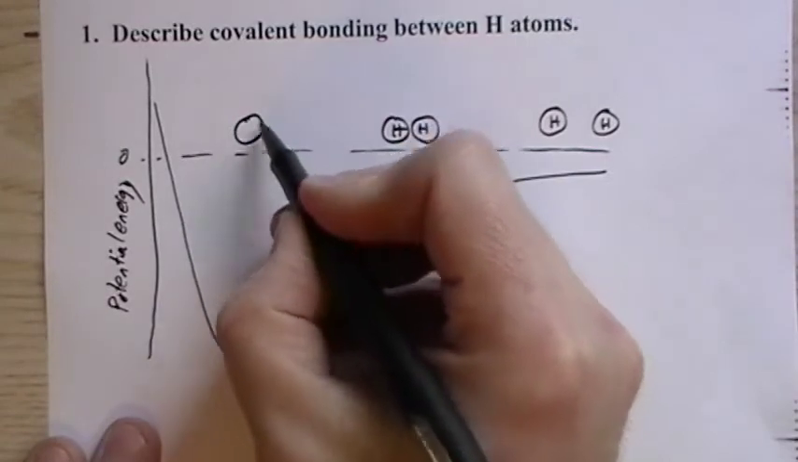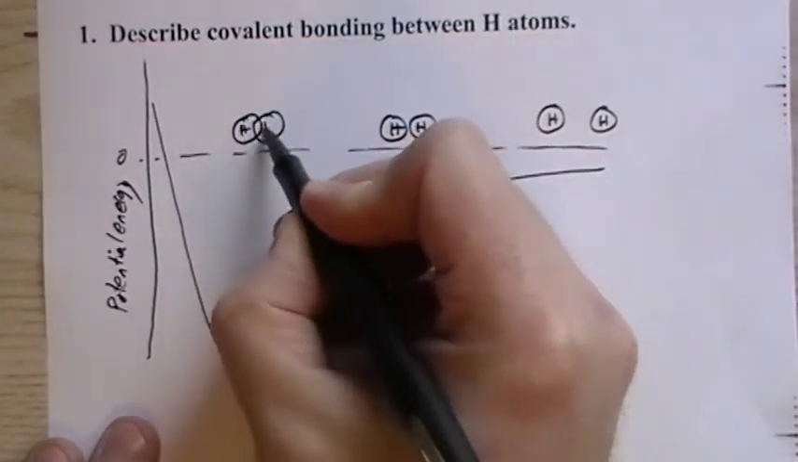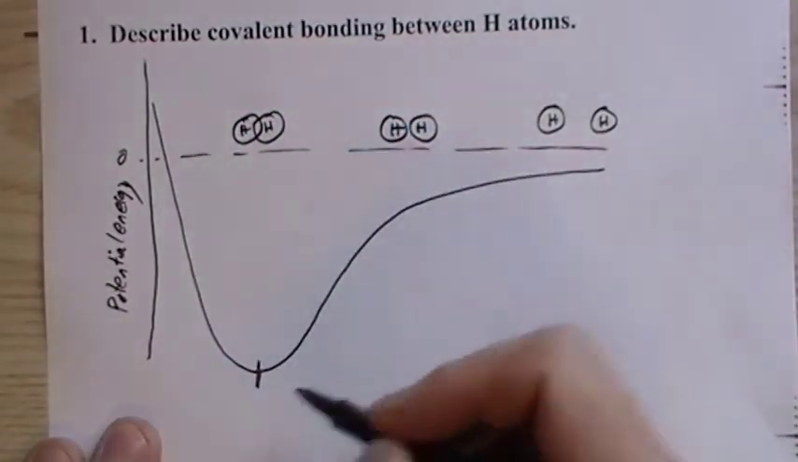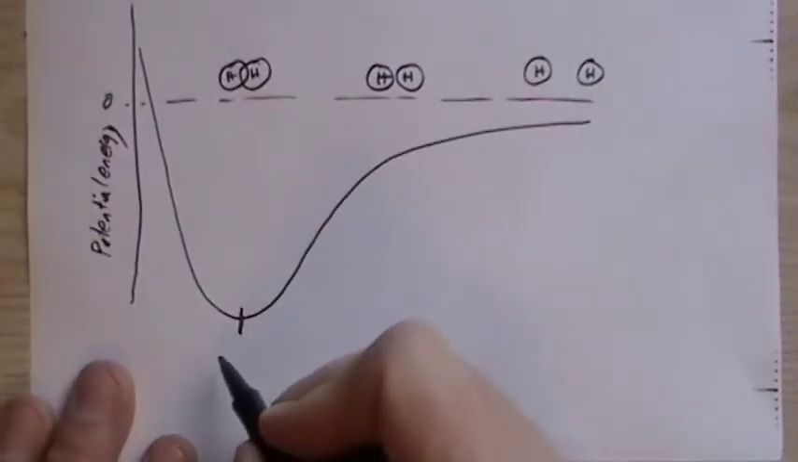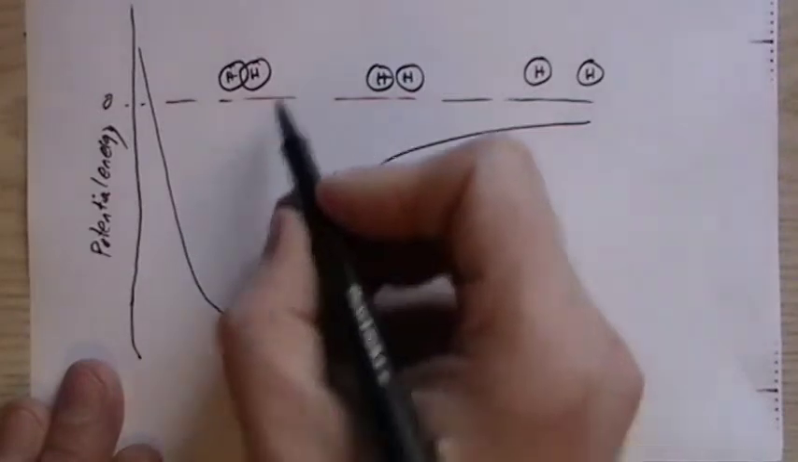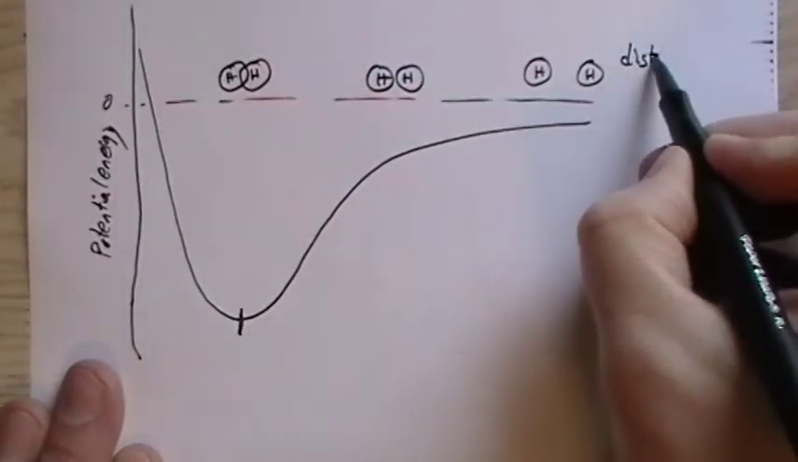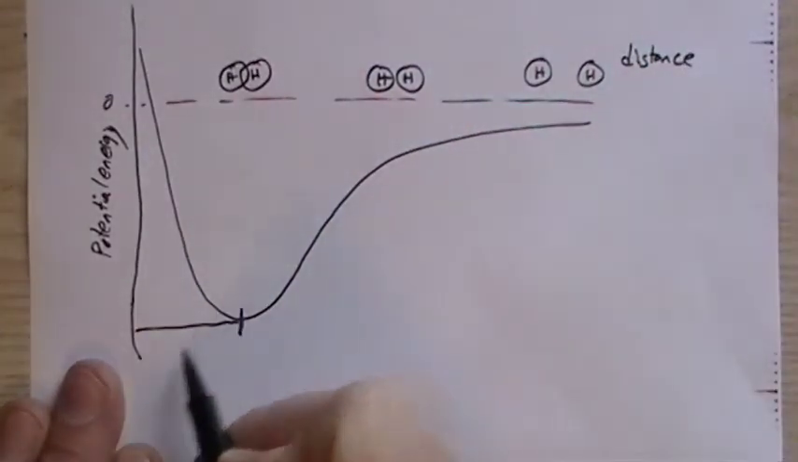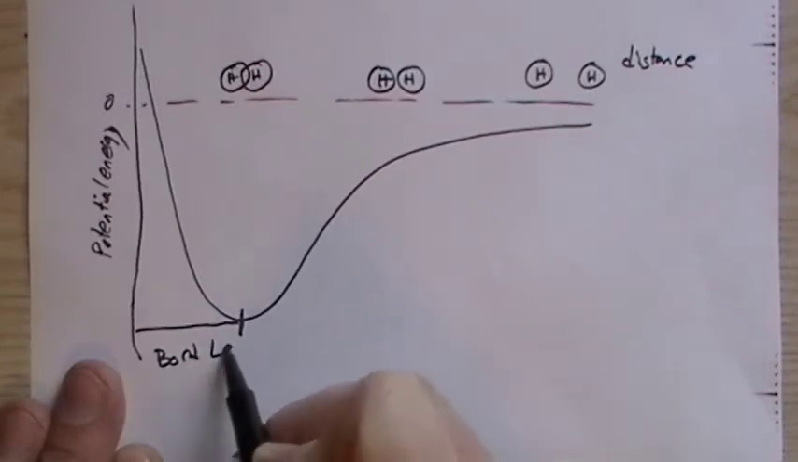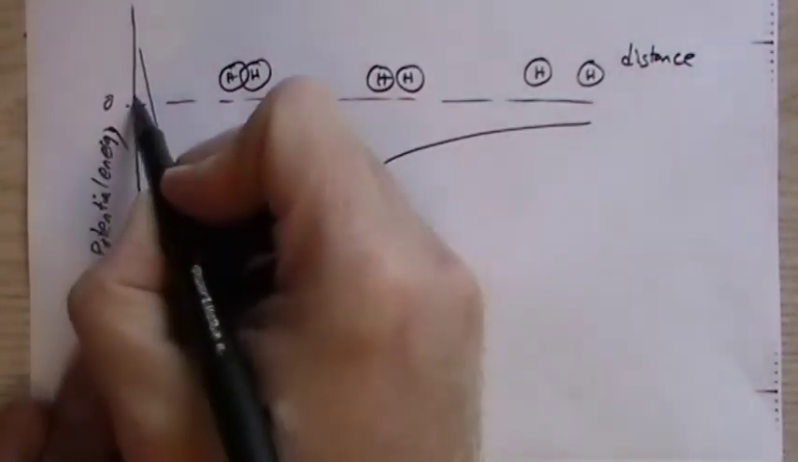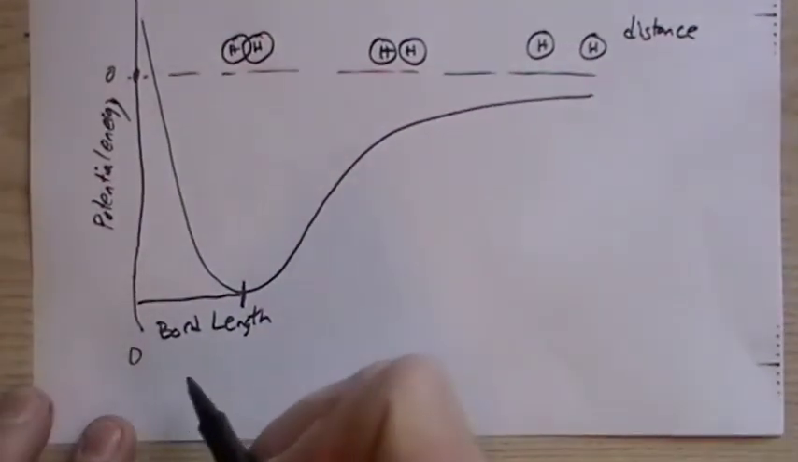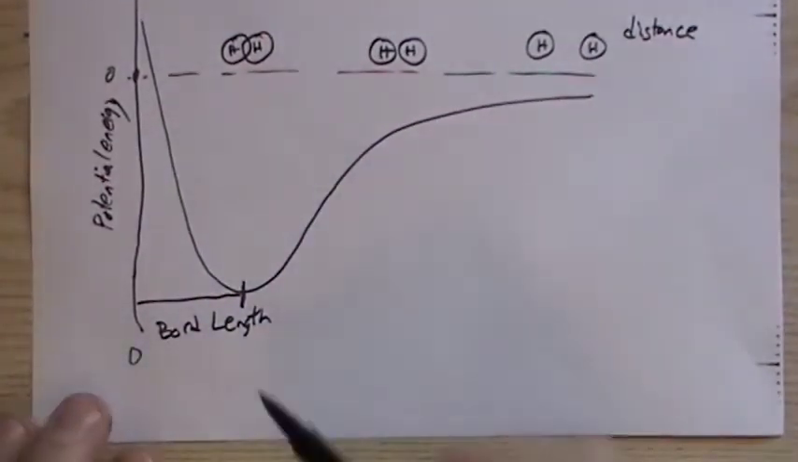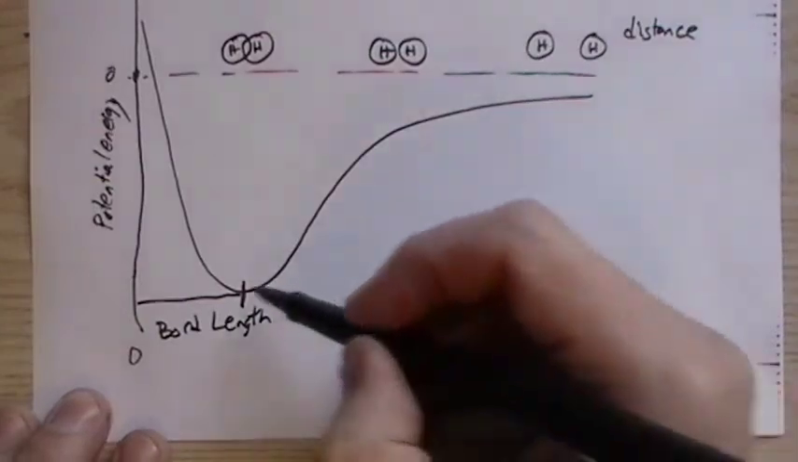And then when they're overlapping each other, and there's a bond, that's when we're at the lowest point in this potential energy well. So this is distance, and we call this the bond length. Here, this is zero. This is where they'd be completely overlapped, which isn't allowed. And then this is the bond length.